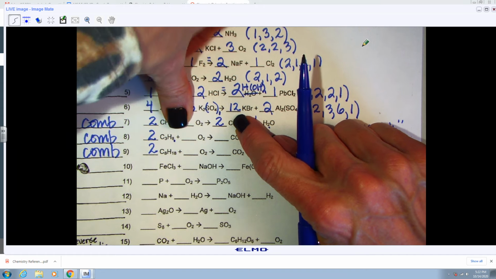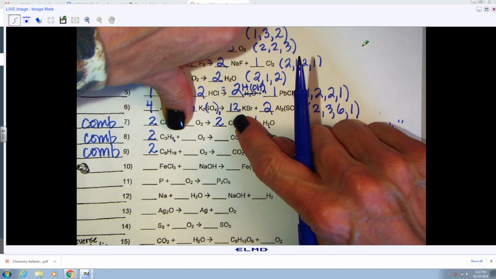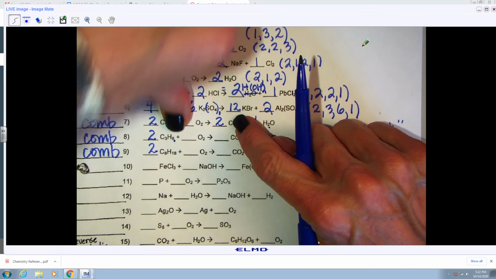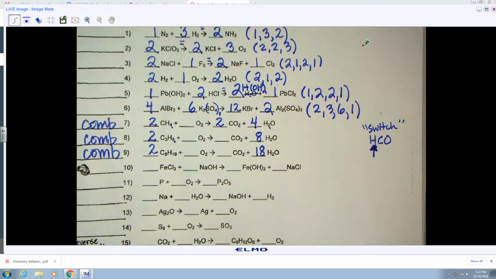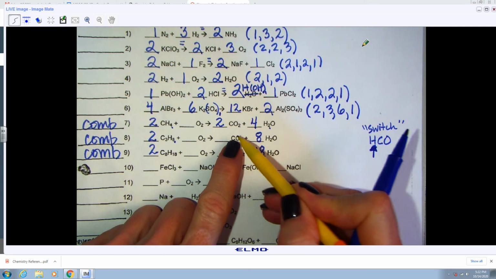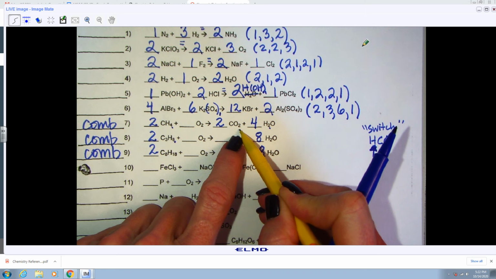Now for some of you, it will help if you cover up the rest of the molecule except for the element you're looking at. Notice I have 2 carbons on both sides. Now let's do our hydrogens, and our oxygens last. This is the part where you have to be very careful, because the oxygens are the ones that are the hardest to get to balance.